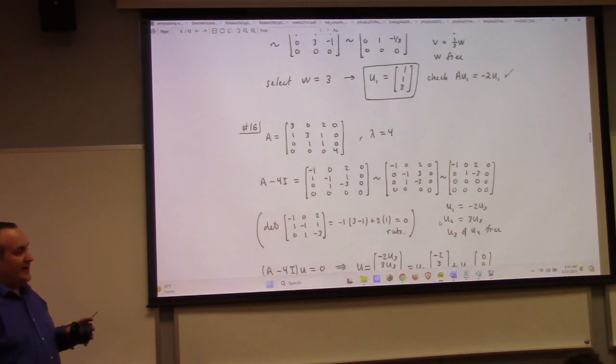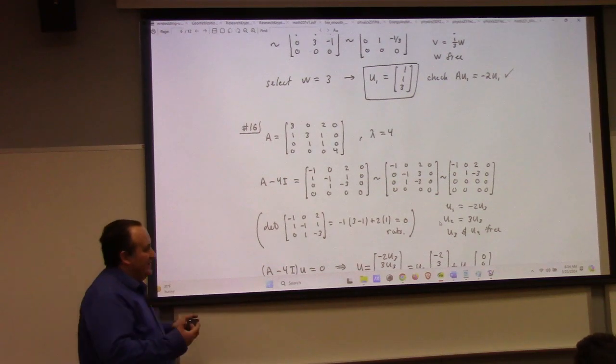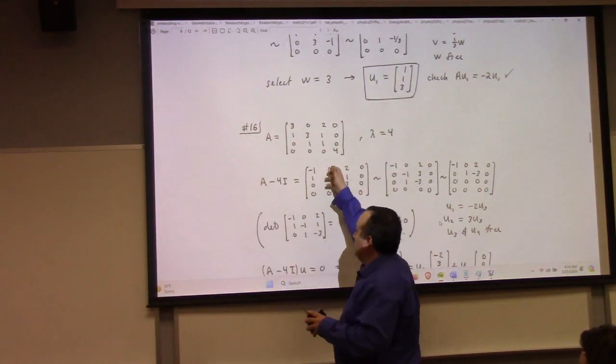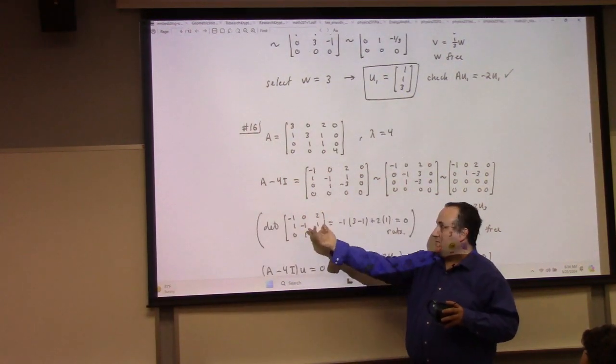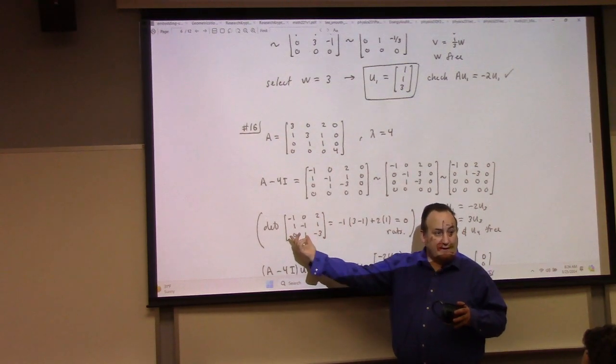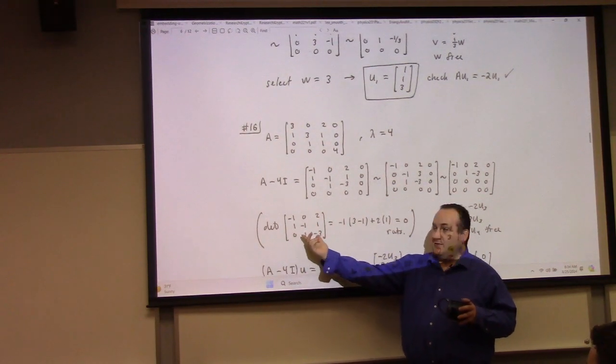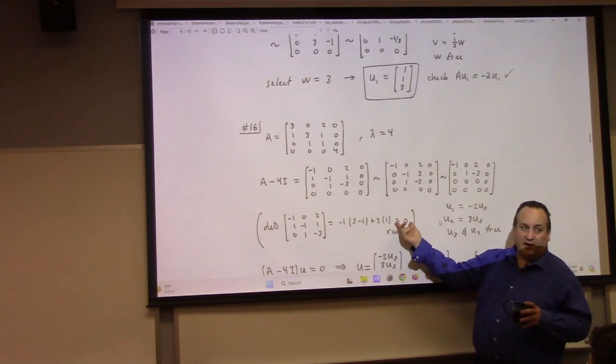But what I had hoped is that this matrix here, what's left over, right? If that was invertible, which I could quickly check by calculating the determinant, right? If that determinant had been non-zero, then I already know what would happen.